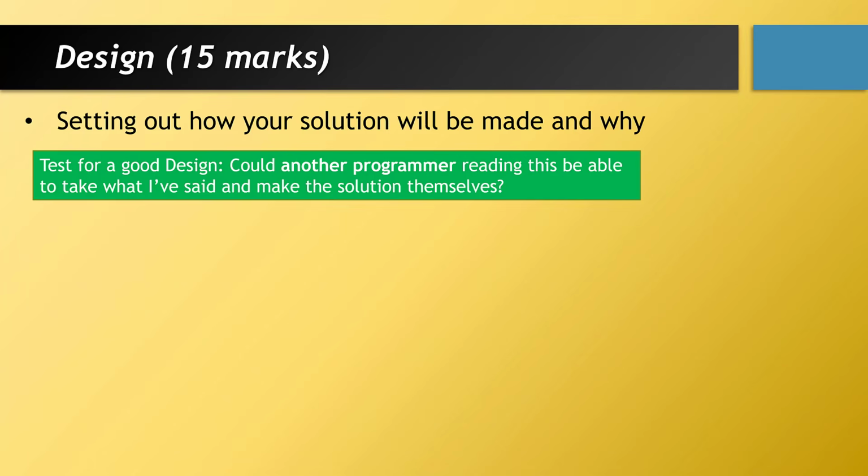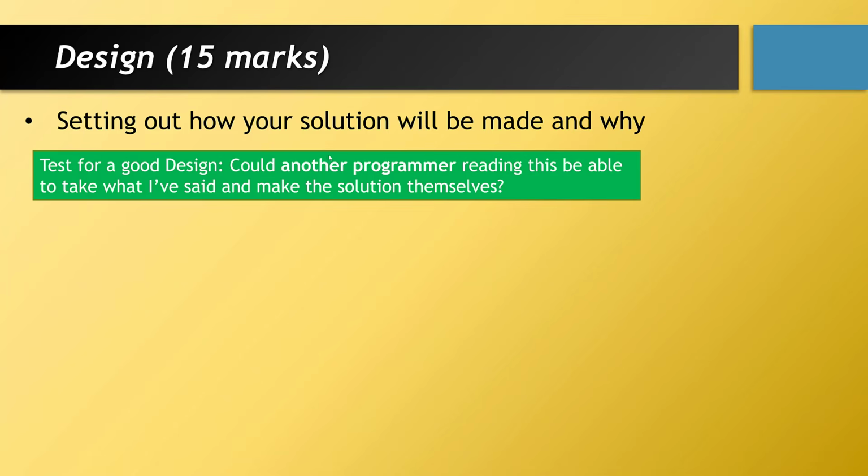Now, I said for analysis, it's about whether anyone could understand it. As we're getting more technical now, a test for a good design section is whether another programmer could understand it. So not just anybody, but we're looking at programmers now. So essentially, the point of design is you are deciding how the program is going to be made and why before you start it. As you'll know from experience, I'm sure, if you jump into coding straight away, you often get stuck because you haven't really planned it out properly. And so design is trying to do this planning before you begin.